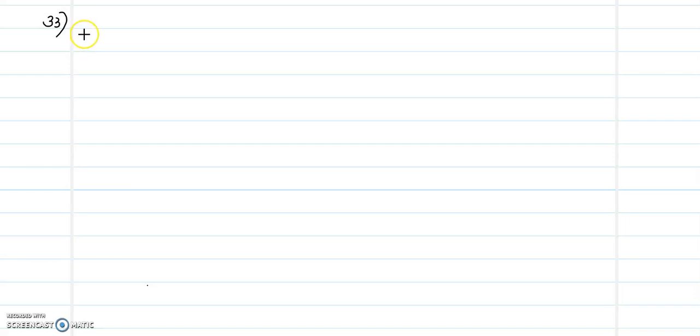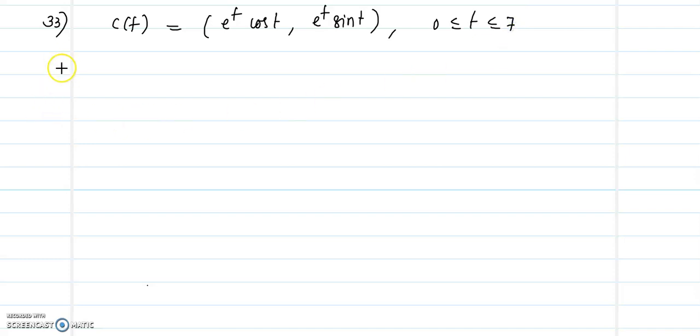Problem 33. We need to calculate the arc length integral S for the logarithmic spiral c of t equal to e^t cos t, e^t sin t, where 0 ≤ t ≤ 7. Now the arc length will be given by S equal to integral a to b of root of (dx/dt)² plus (dy/dt)² dt.